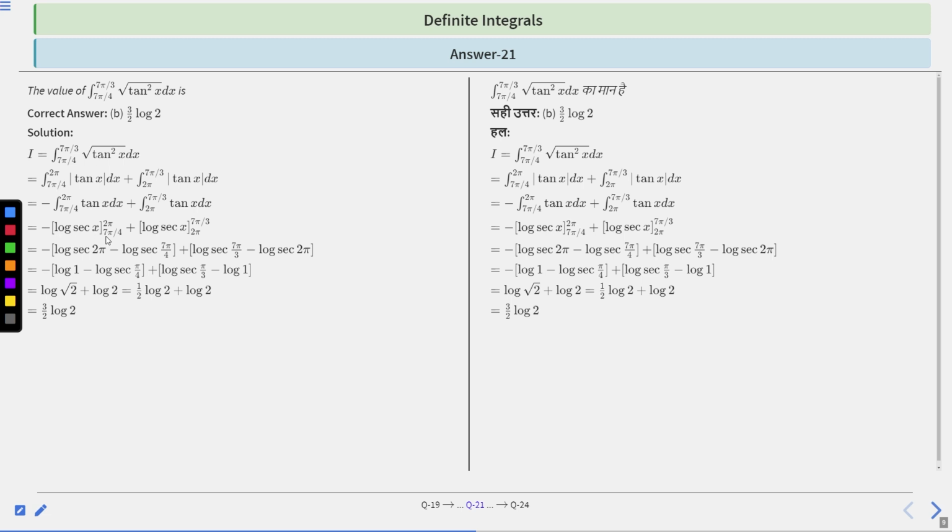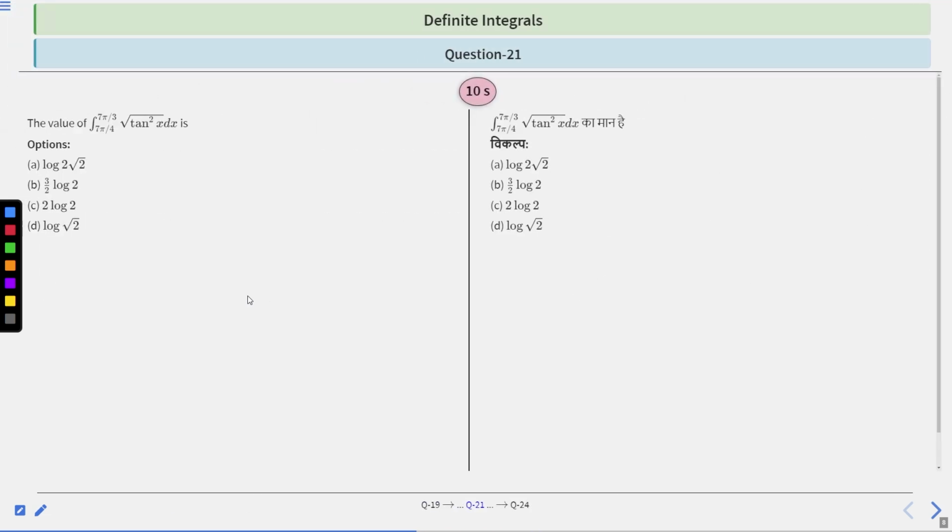Therefore, minus of log sec x from 7 pi by 4 to 2 pi plus log sec x from 2 pi to 7 pi by 3. Therefore, minus of log sec 2 pi minus log sec 7 pi by 4, plus log sec 7 pi by 3 minus log sec 2 pi. Therefore, it is equal to minus of log 1 minus log sec pi by 4, plus log sec pi by 3 minus log 1, which is equal to log root 2 plus log 2, which is equal to 1 by 2 log 2 plus log 2. So the answer will be 3 by 2 log 2, right? I think option B is the right choice.